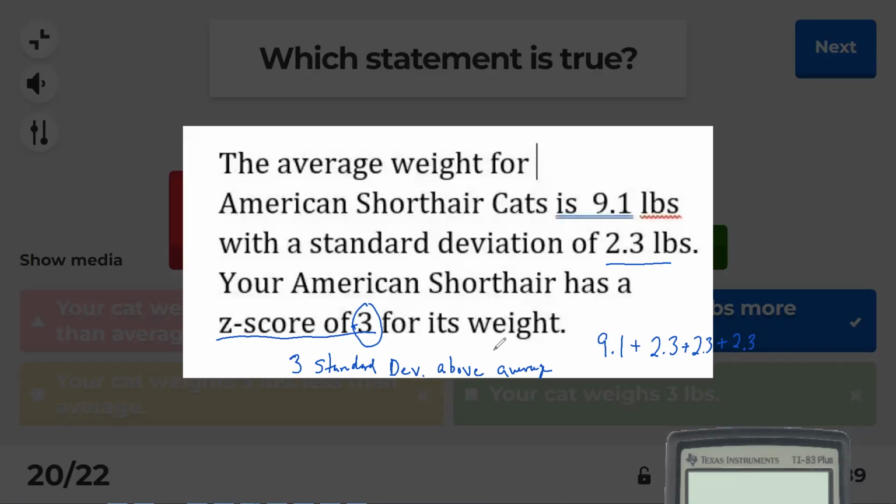So this one can get a little tricky. A lot of people grab like 3 pounds above, but it's actually saying 3 of the standard deviations. So let's try another one real quick just to see if you're feeling good about this. What if your cat had a z-score of -2? How much would your cat weigh?